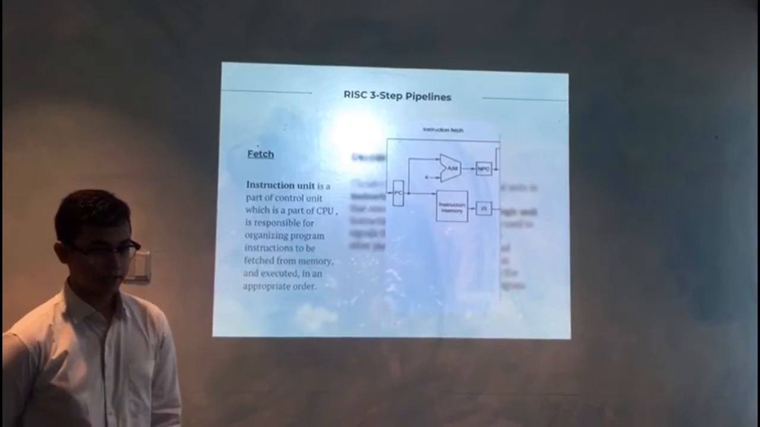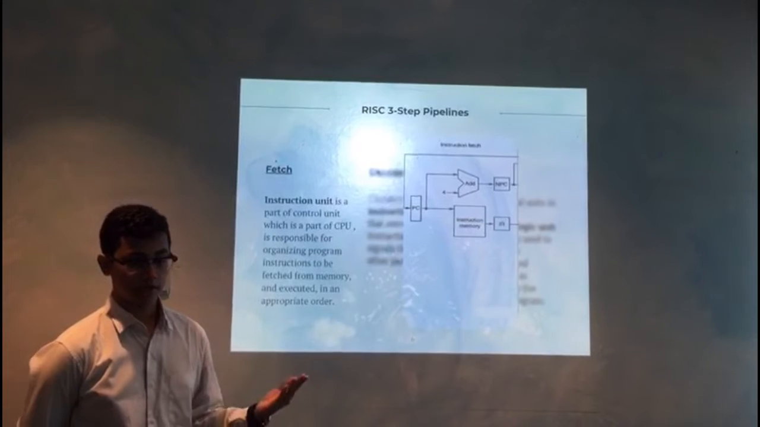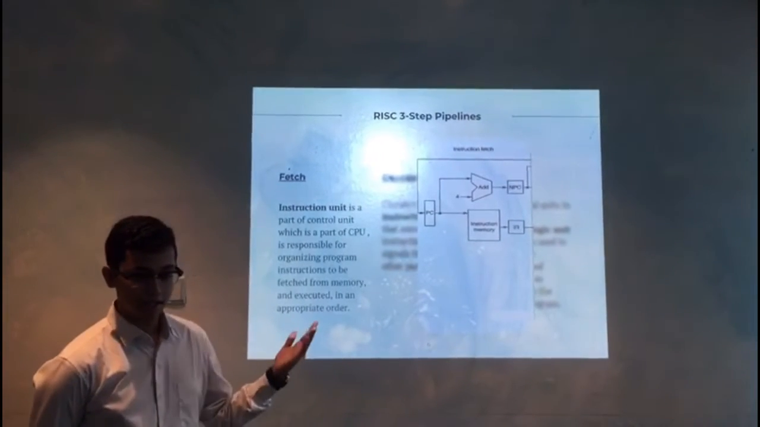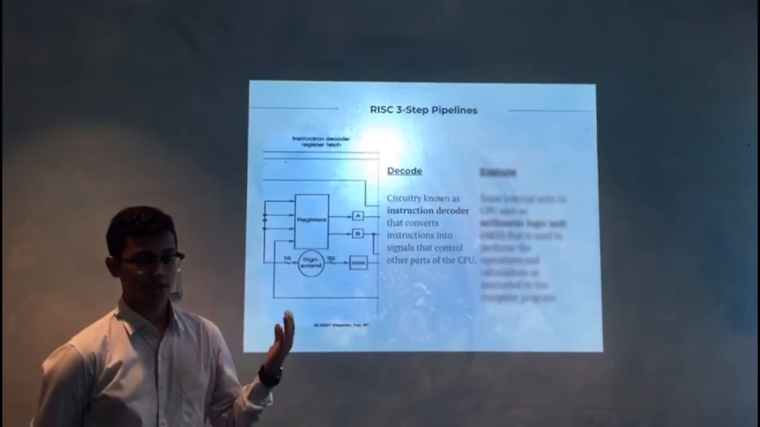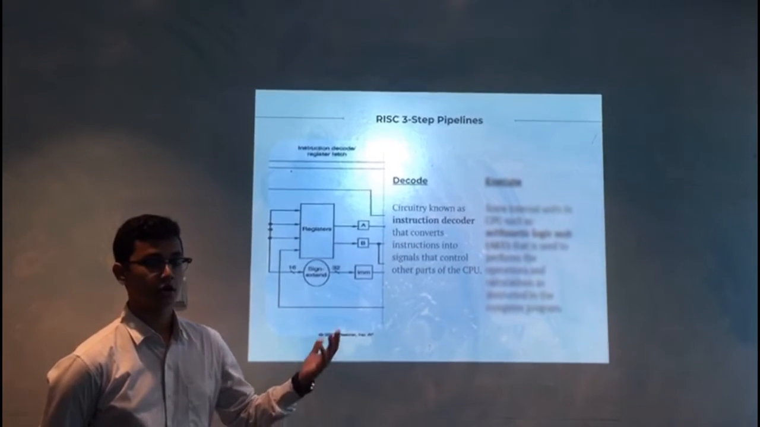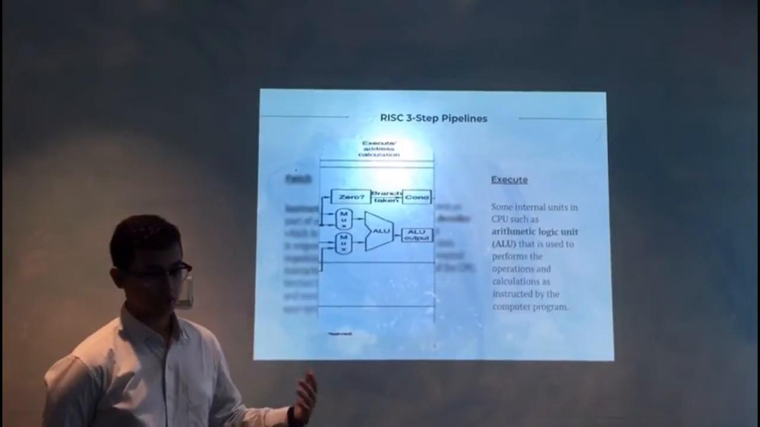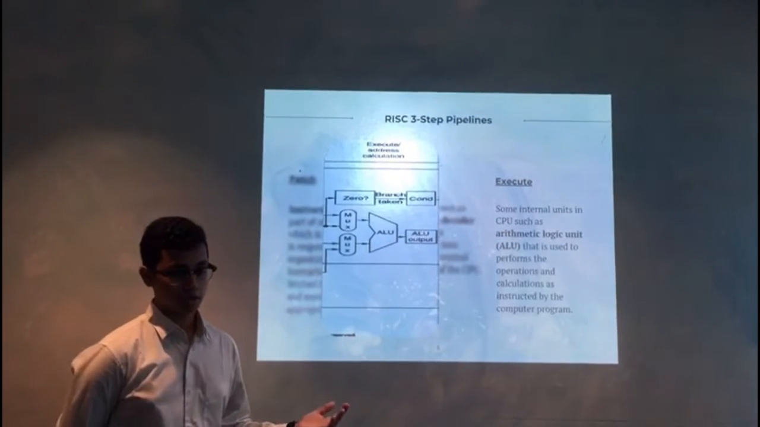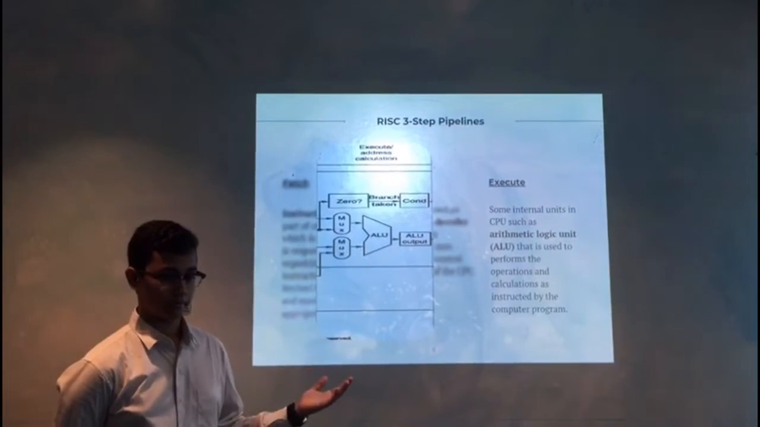So Gavin, firstly, fetch is a process which is carried out by the instruction unit where instructions are fetched from memory and executed in an appropriate order. Secondly, decode is a process which is carried out by the instruction decoder, which is a circuitry that converts the instructions fetched from the memory into signals that control other parts of the CPU. Lastly, execute is a process which is carried out by the arithmetic logic unit or ALU and other internal units that perform the computations and operations as instructed by the computer program.